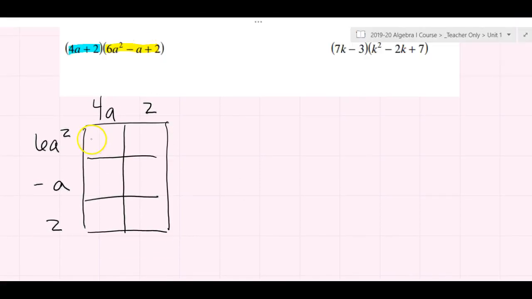Alright, go ahead and multiply. Notice there's an invisible one on your A terms, A variables. So we have 24a to the 3rd, 12a squared, -4a squared, -2a, 8a, and 4.